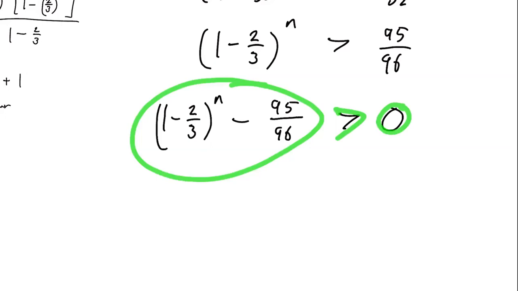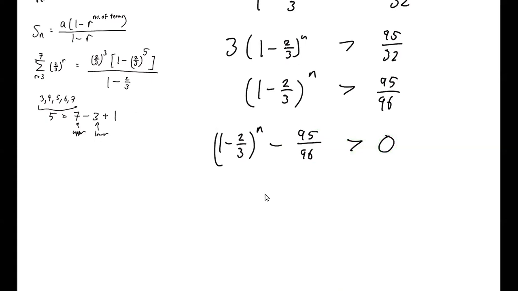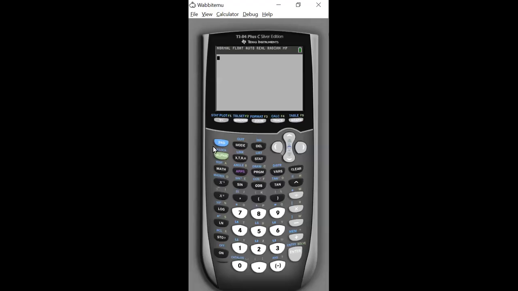Okay, then now I'll move on to the GC to figure out what's the smallest value of n that I need. Yeah, so here's the GC. Then you can change the mode back to function, and then you can go to y equals. Then you key in the function. So bracket 1 minus 2 over 3 to the power of, what is the power again? N. So you use an x instead, and then you subtract away 95 over 96.